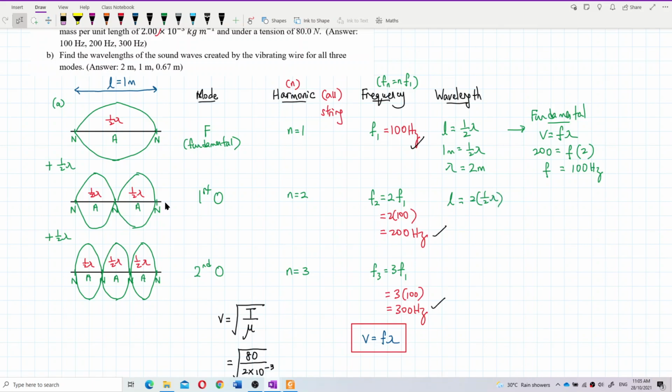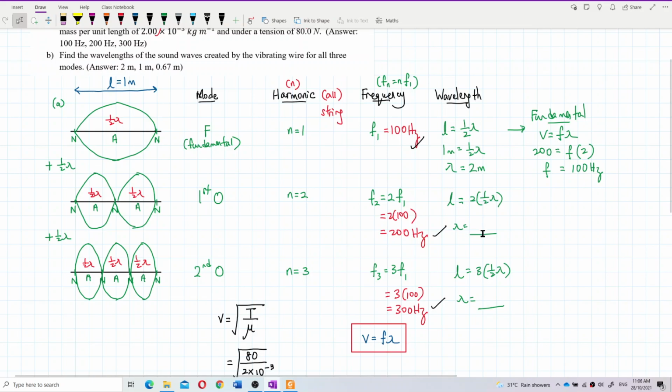And then for this one, the length is 3 times the half wavelength. So you can find their wavelength if the question asks for the wavelength. The wavelength of 2 meters is only for the fundamental frequency. For the second harmonic and third harmonic, they have different wavelengths.